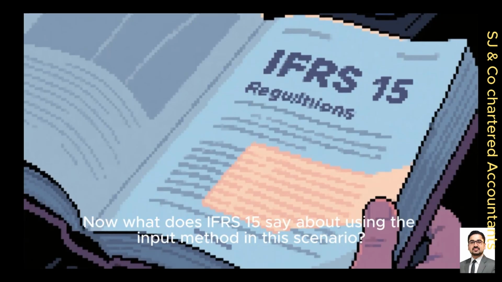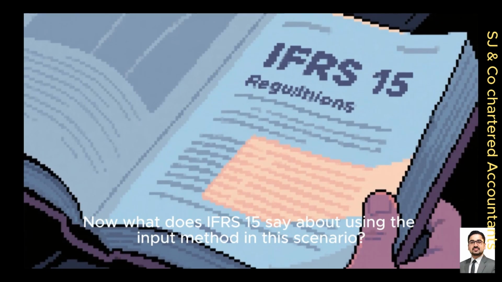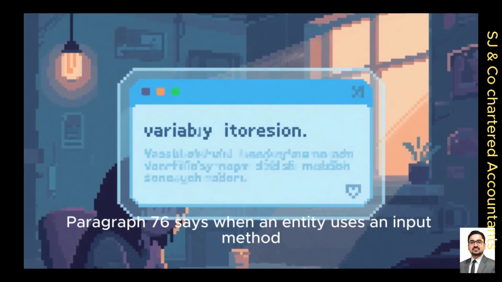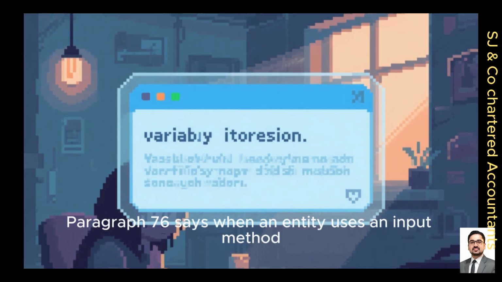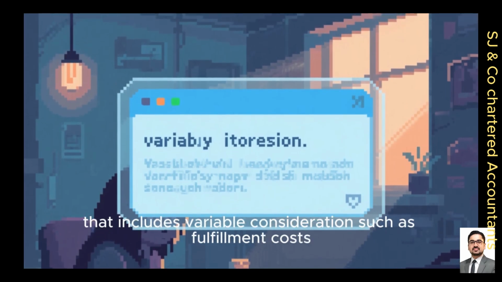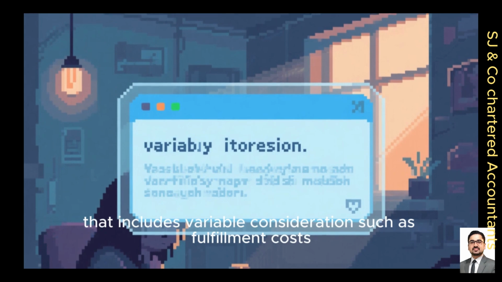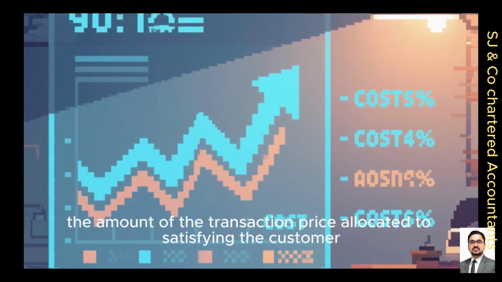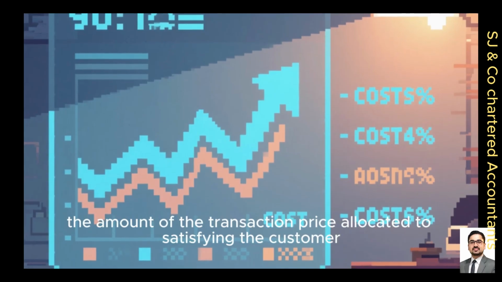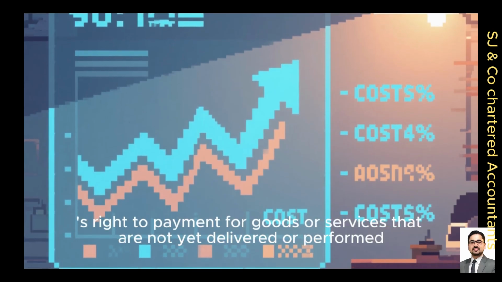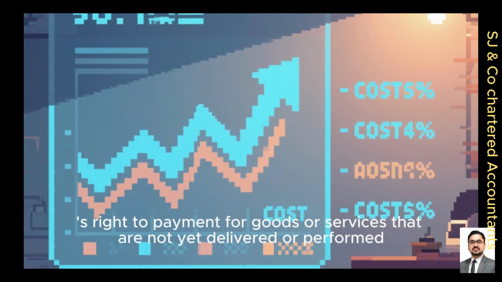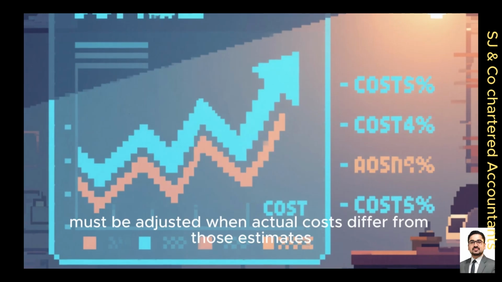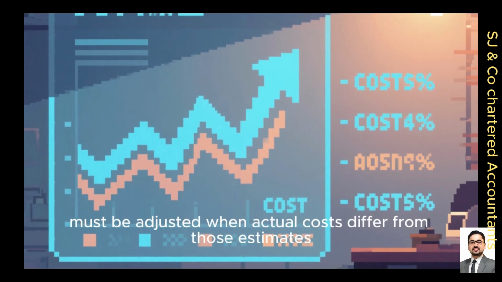Now, what does IFRS 15 say about using the input method in this scenario? Paragraph 76 says when an entity uses an input method that includes variable considerations such as fulfillment costs, the amount of the transaction price allocated to satisfying the customer's right to payment for goods or services that are not yet delivered or performed, must be adjusted when actual costs differ from those estimates.